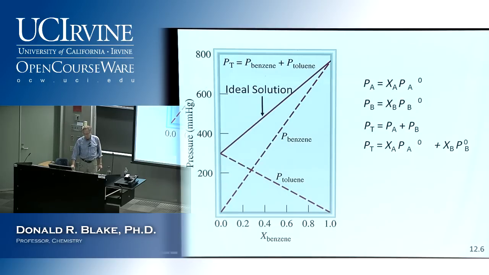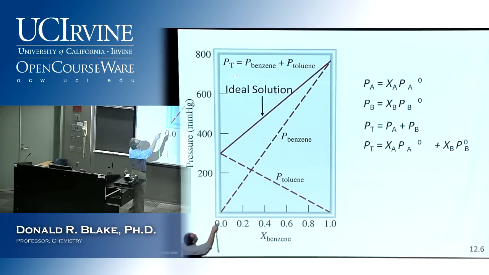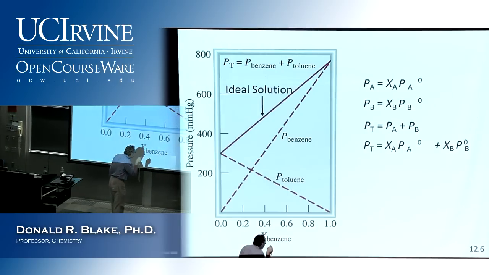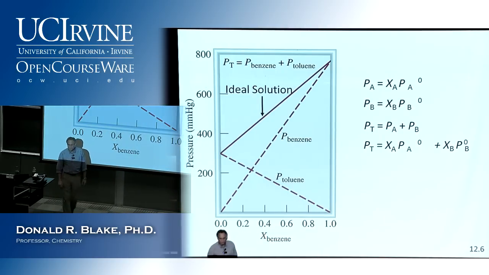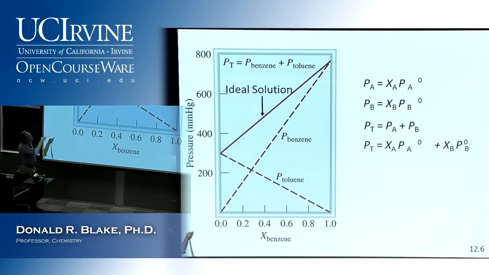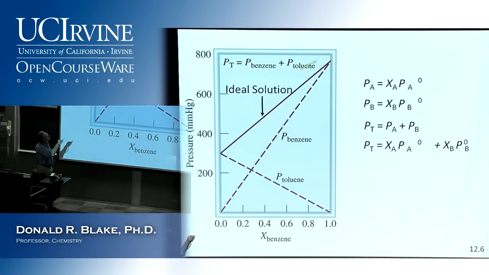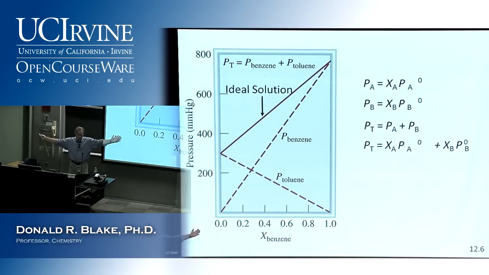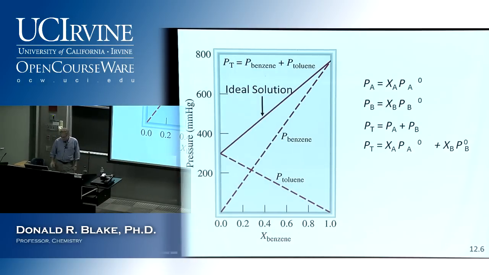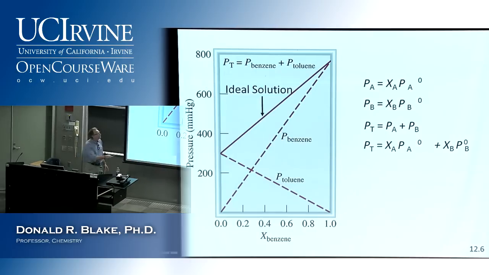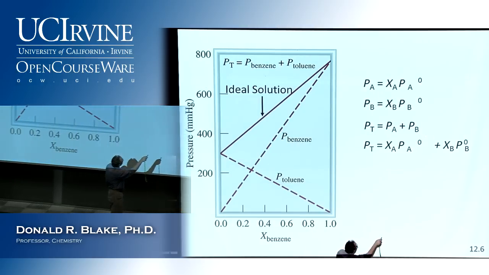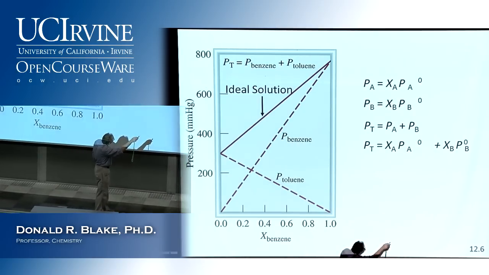Right there, P total is equal to the pressure from benzene, which is going to be the chi times the pure, plus the toluene, which is going to be the chi times the pure. And if it's an ideal system, then that line is straight. Sometimes it looks like this and like this if it's not ideal. I like ideal things. I live in an ideal world, which makes it easy for you folks. So, once again, there's the equation right there: P total equals chi A times the pure A plus chi B times the pure B.